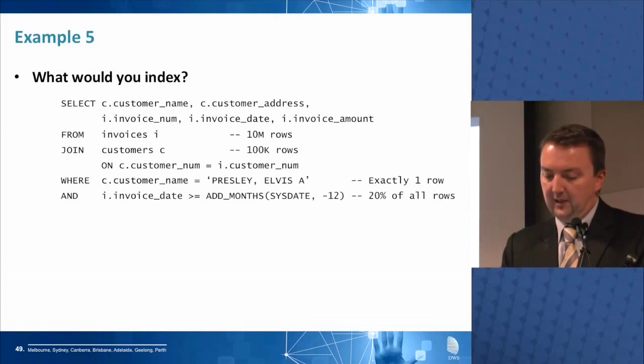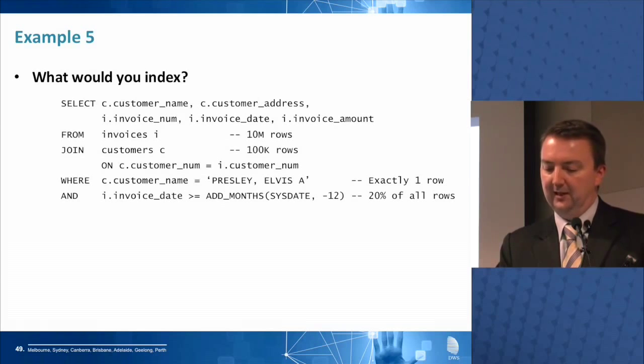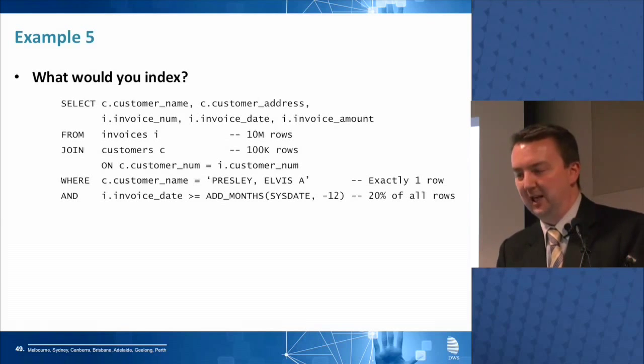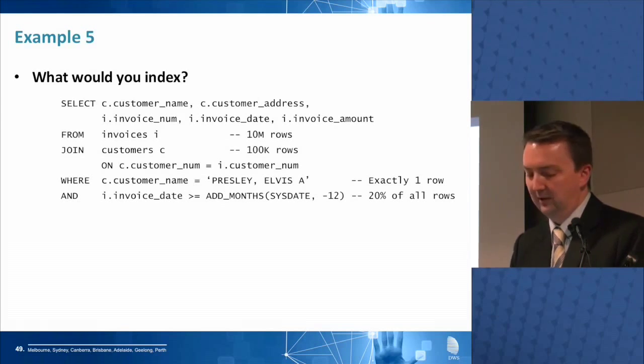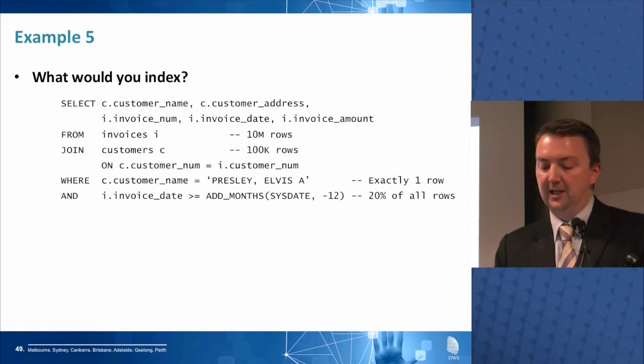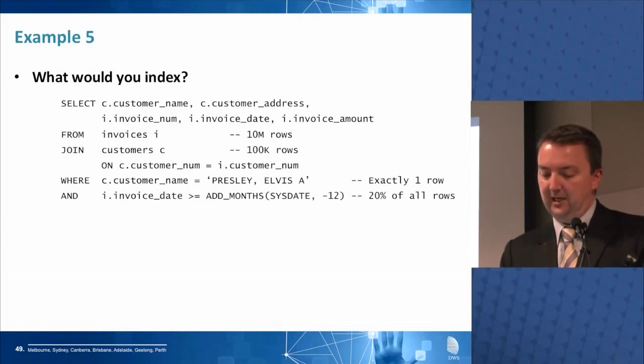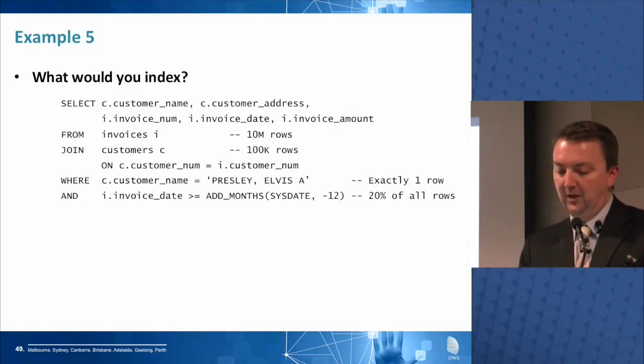We'd index the customer name. Optionally, you could think about adding extra columns to that, but look, we're going to be selecting the customer name and customer address. We're going to have to look up the table. We're not going to add all those things to the index. We're going to pick up the address and the customer number from the table. So we've got an index on customer name. That'll help us find our customers row.